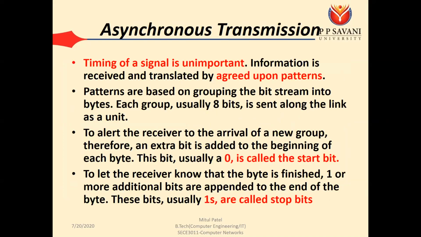We have seen the asynchronous transmission, in which the timing of a signal is unimportant. In asynchronous transmission, we are sending the data in the form of bytes, so at a time only one byte is sent from the sender to the receiver. As the timing is not important, we require an indication of where the byte starts and where the byte ends. For that we require the start bit and stop bit. So 0 indicates the start bit and 1 indicates the stop bit.